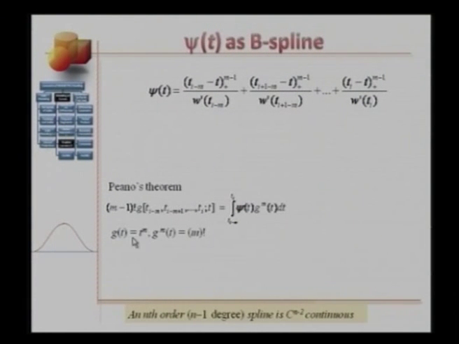If you choose g of t as t raised to m, which is a pure polynomial of degree m, the mth derivative of g is factorial m. Plug this information here.